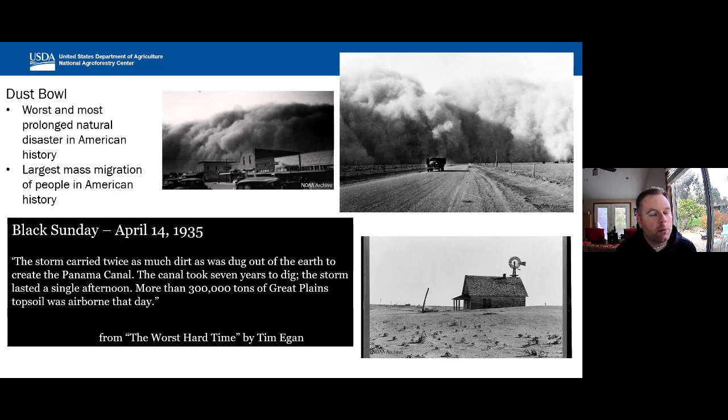And this stands as the worst and most prolonged natural disaster, as well as the largest mass migration of people in American history. So we can read from The Worst Hard Time by Tim Egan about Black Sunday, which was in April of 1935. He says the storm carried twice as much dirt as was dug out to create the Panama Canal. The canal took 7 years to dig. The storm lasted a single afternoon. More than 300,000 tons of Great Plains topsoil was airborne that day.